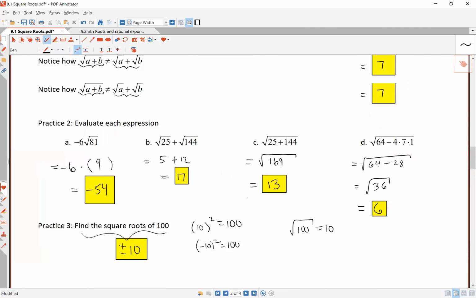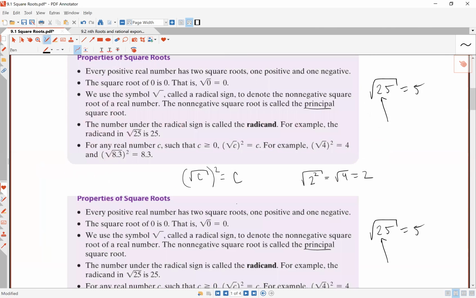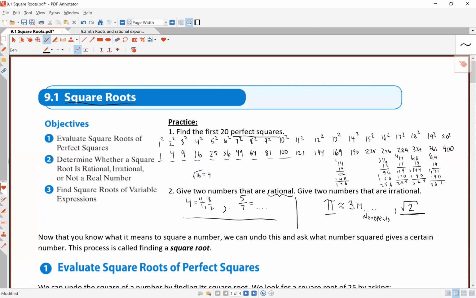And this concludes the video for section 9.1, Square Roots. Objective 1, evaluate square roots of perfect squares.